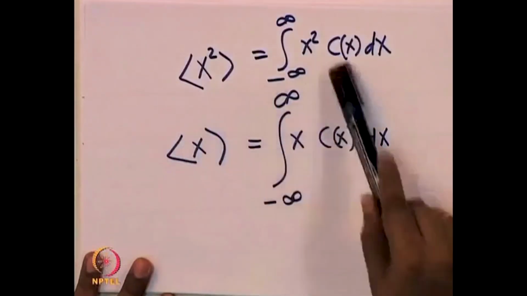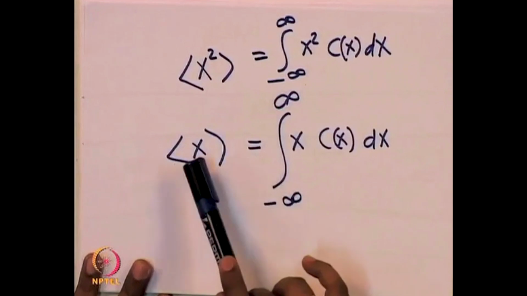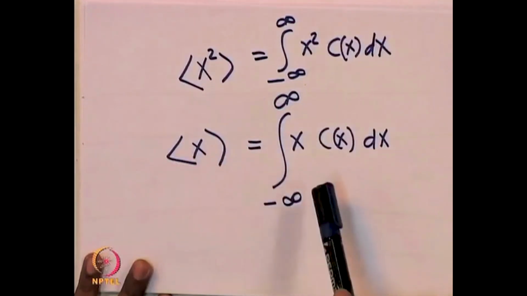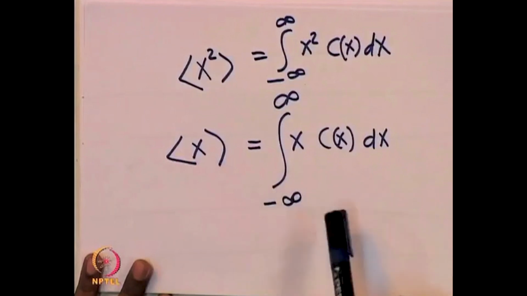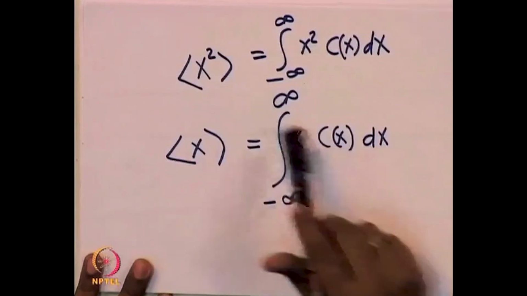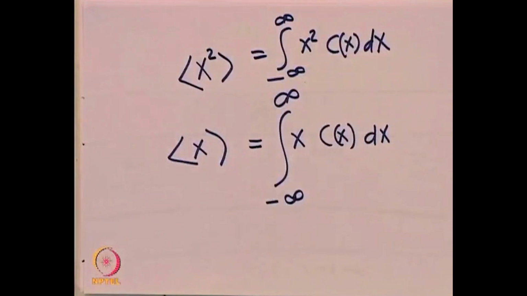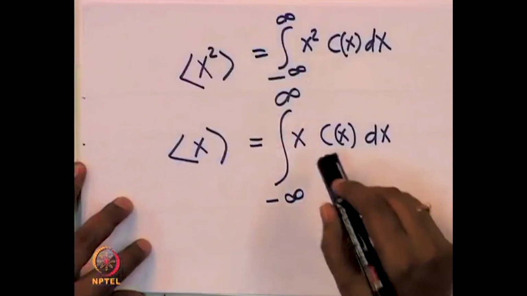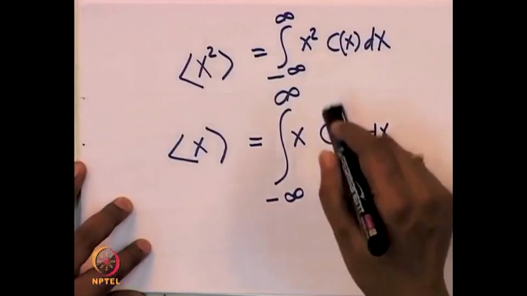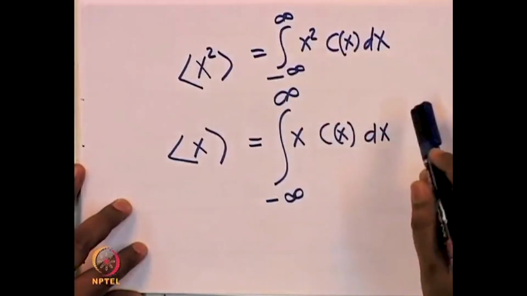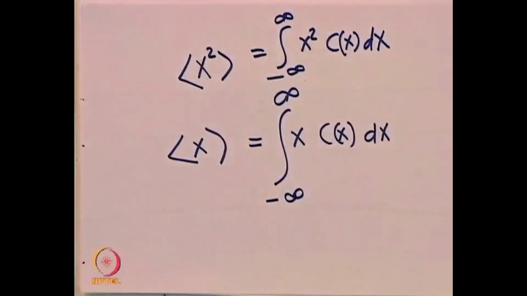So for the moment, even if you don't understand why this integral has this particular form, just understand that this is true, and when we discuss statistics, we will show you clearly that x average is nothing but this and x square average is nothing but this. But for the moment, just believe me: x average is the integral of x C of x dx and x square average is the integral of x square C of x dx. So knowing C, we can calculate this. That is our aim.